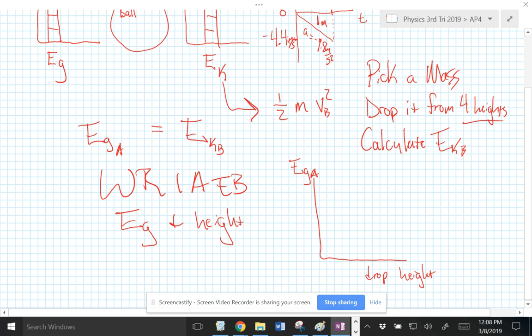Again, you're not actually doing any data collection. You're just figuring out, because you can draw velocity versus time graphs and make that area be 1 meter or make that area be 2 meters and so on and so forth. So drop it from 4 different heights on your calculator. See where you land.